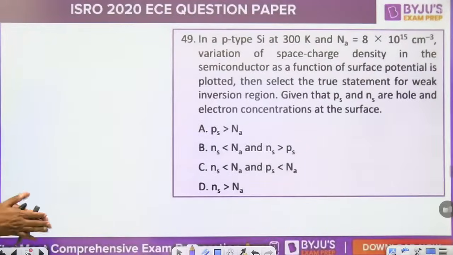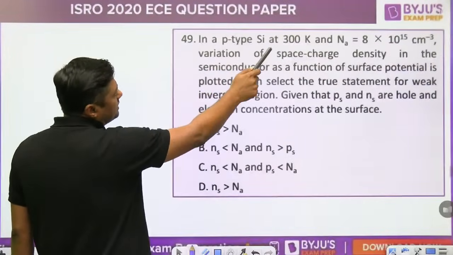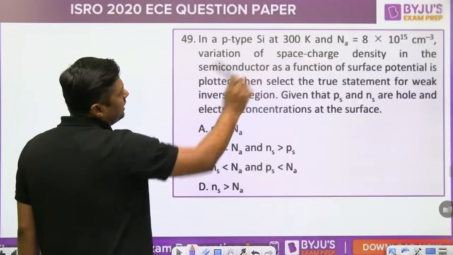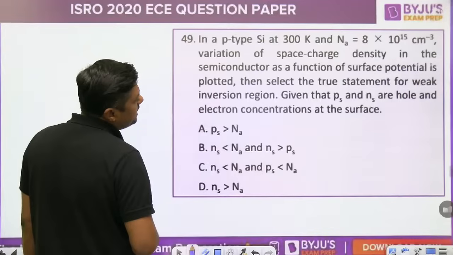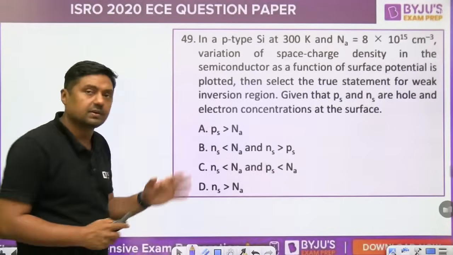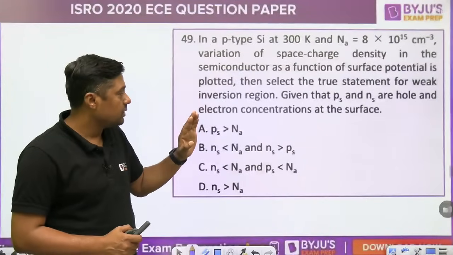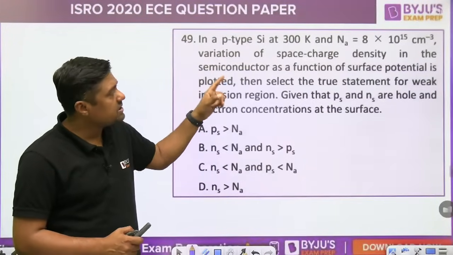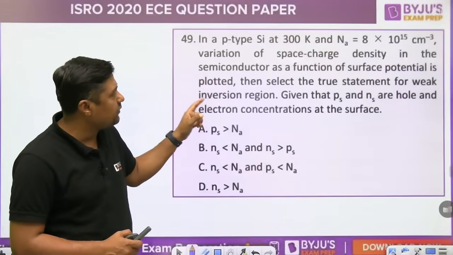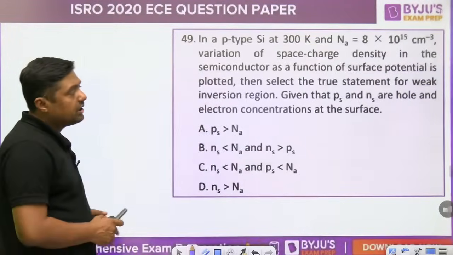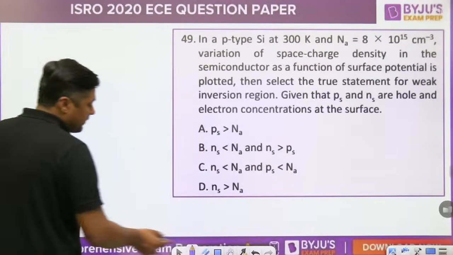Now, that is a concept based question. In a p type silicon at 300 degrees Kelvin and Na equal to 8 into 10 raised to power 15, the variation of the space charge density in the semiconductor as a function of surface potential is plotted. Then select the true statement for the weak inversion region, given that rho s and ns are the hole and electron concentration at that surface.